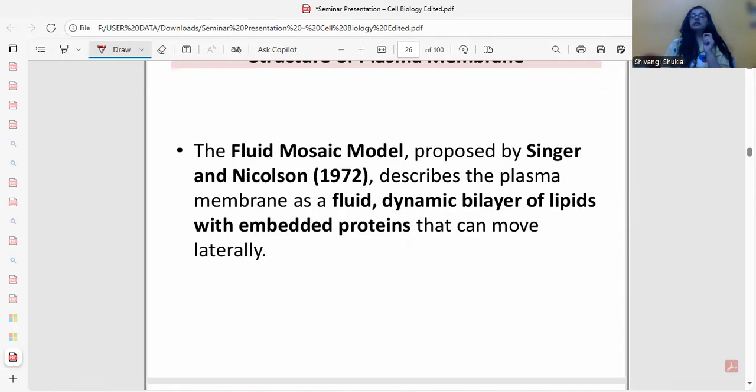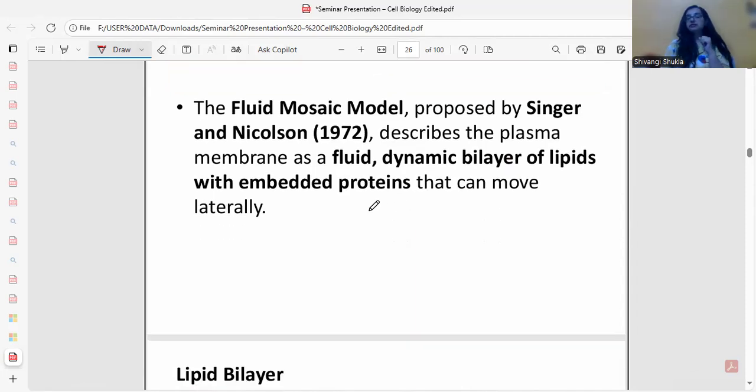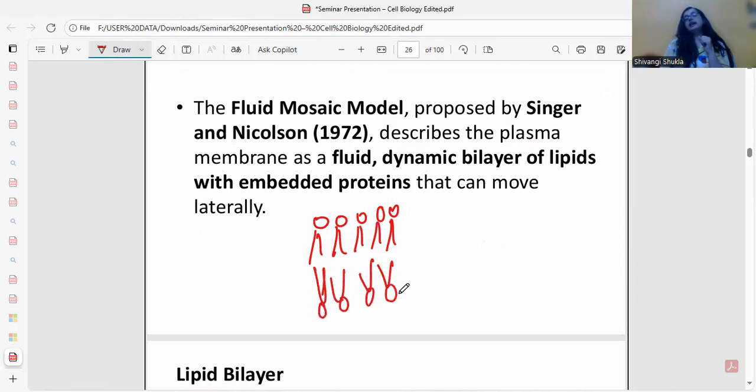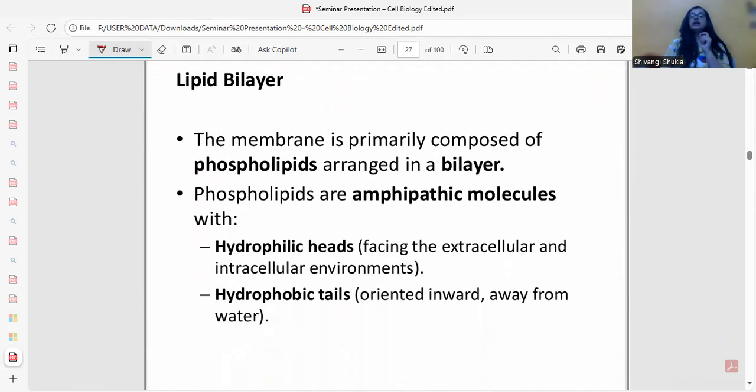The model that describes the plasma membrane is the fluid mosaic model, which suggests that it has a lipid bilayer like this, right? It has a lipid bilayer like this, and it has some proteins embedded. So basically, it suggests that the lipids are in a wavy motion, or in constant motion, that gives it a semi-fluid appearance. It comprises phospholipids arranged in a bilayer, and they are amphipathic molecules.